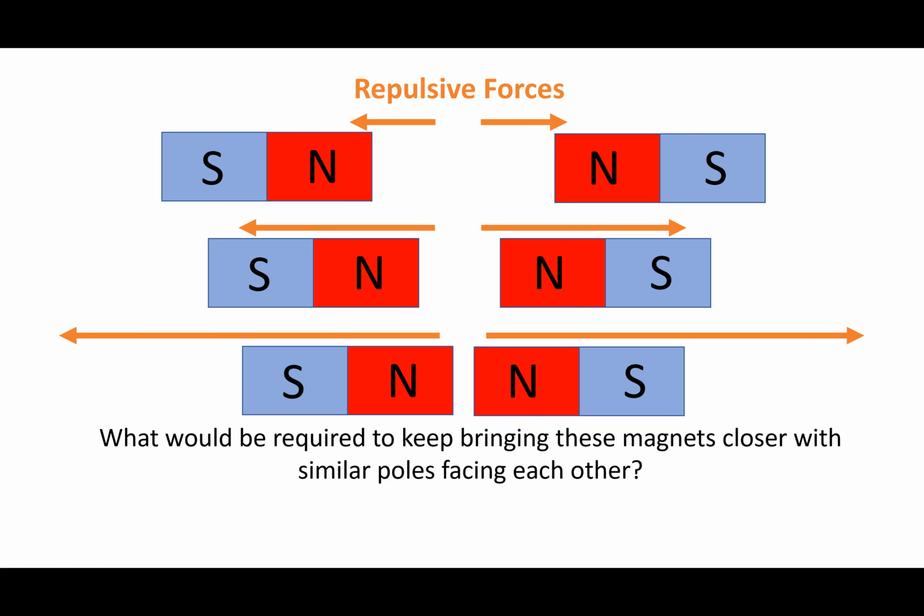And so what would be required to keep bringing these magnets closer with the similar poles facing one another? Well, again, energy. So in terms of the potential energy that's involved throughout this particular process, we can imagine that the top scenario, where the magnets are furthest away from one another, is going to be the lowest potential energy state in this particular scenario, and then higher potential energy as they come closer together, because we are increasing that repulsive force.